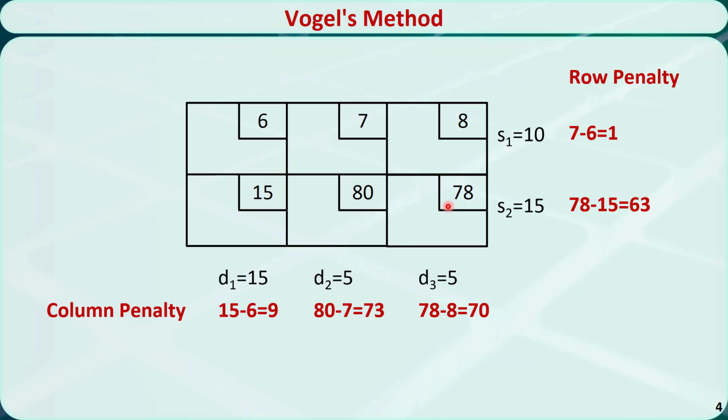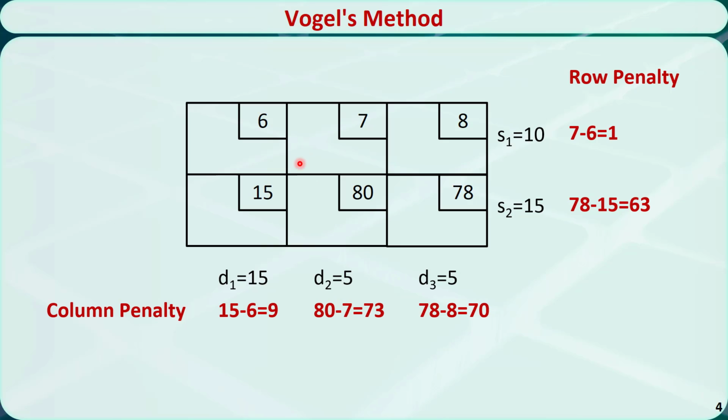Thus, in step 1, we need to find the row or column with the largest penalty, which is the second column with a penalty of 73. Then we need to find the cell with the smallest unit cost in this column, which is the top cell with the cost of 7. We need to allocate as much as possible to this cell and subtract the allocated amount from supply S1 and demand D2. The largest amount we can allocate is 5, because if we allocate more than 5, D2 will be changed to a negative number.